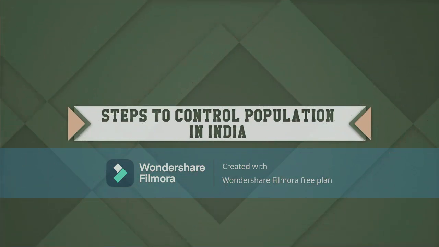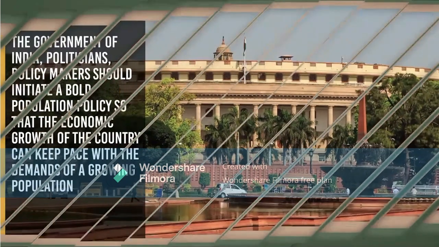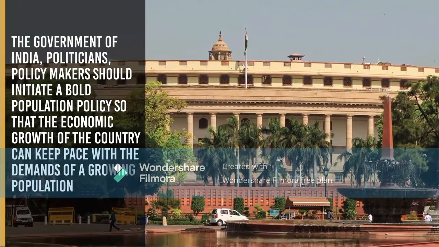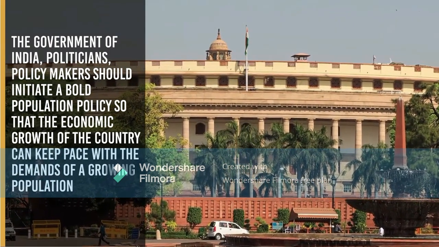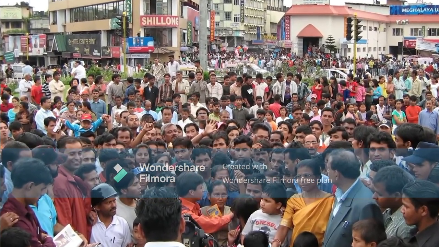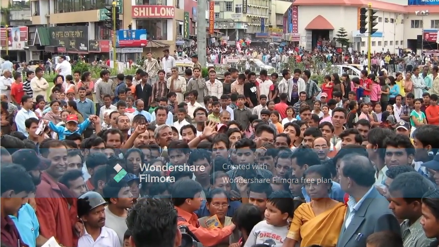So what are the steps to control population in India? The Government of India, politicians, and policymakers should initiate a bold population policy so that the economic growth of the country can keep pace with the demands of the growing population. Major steps which have been already implemented but still need to be emphasized more to control population.